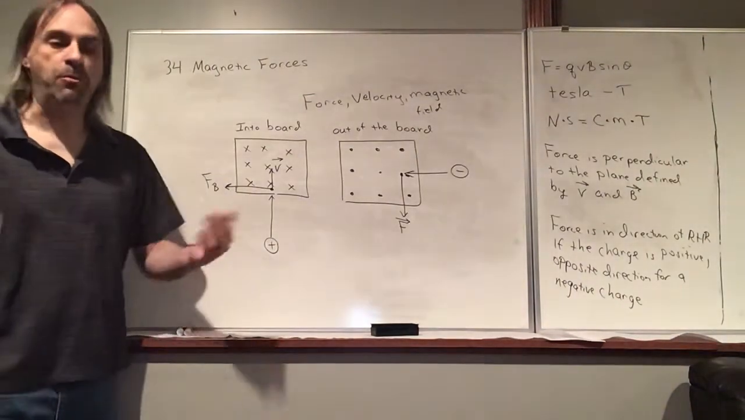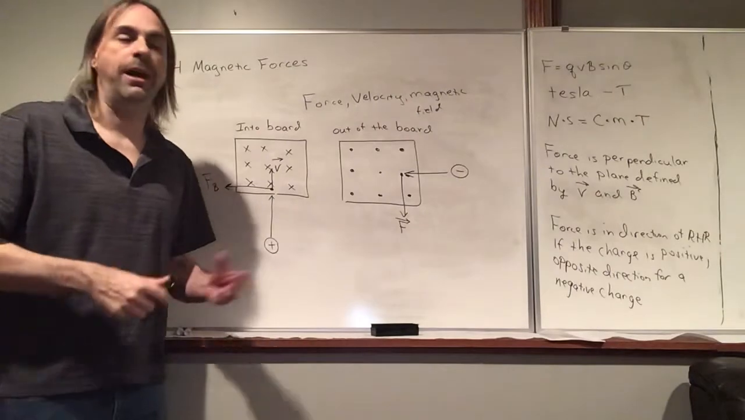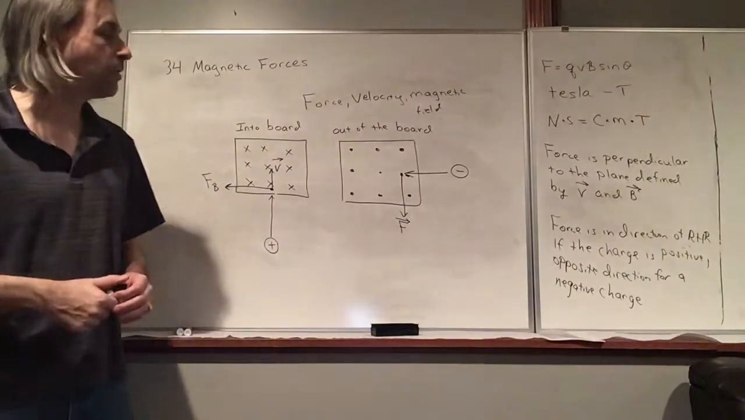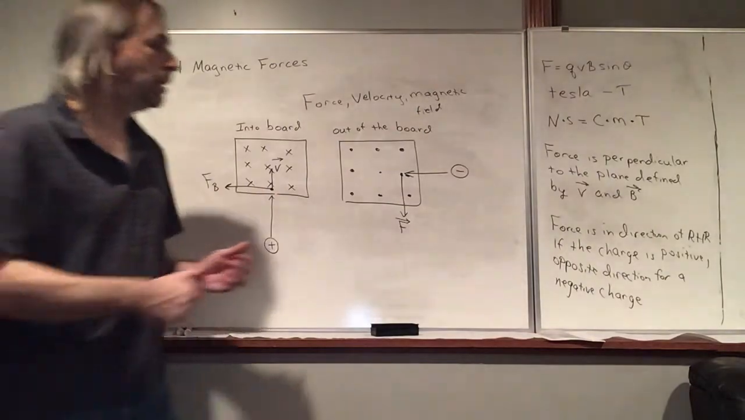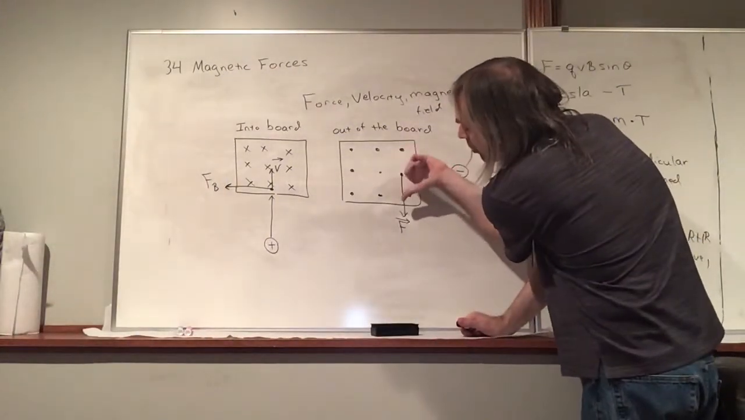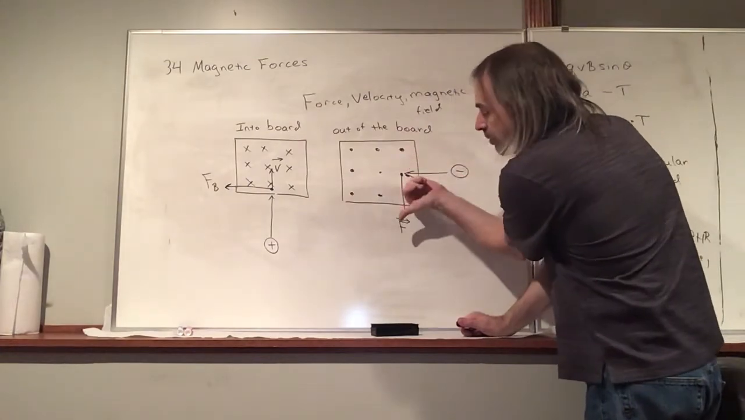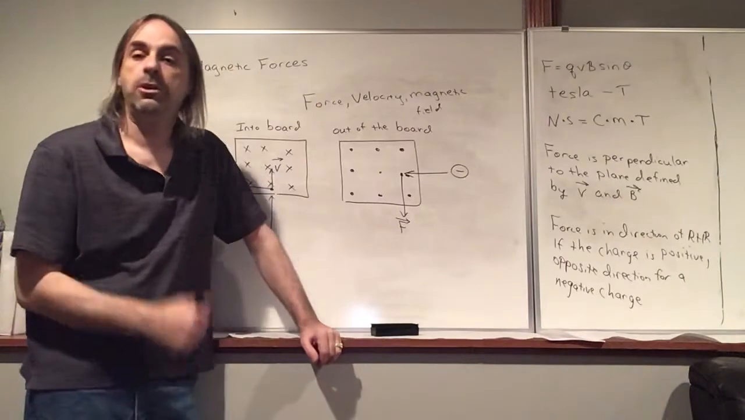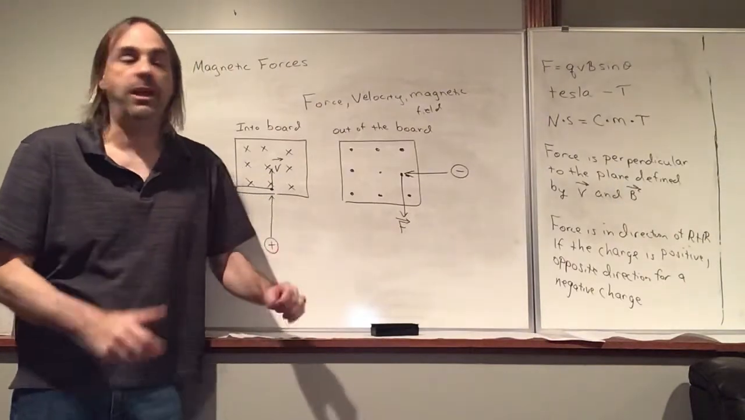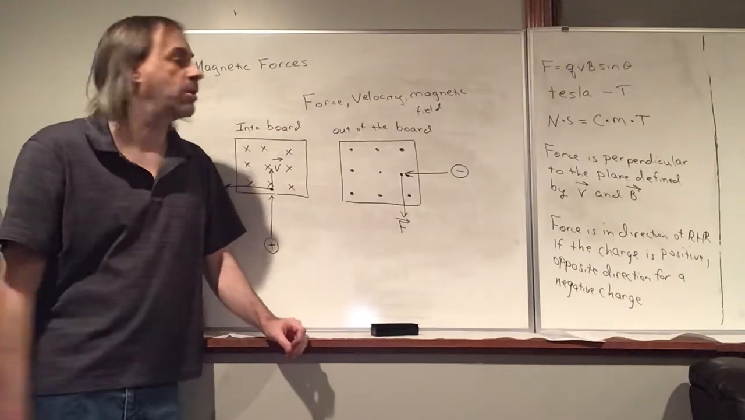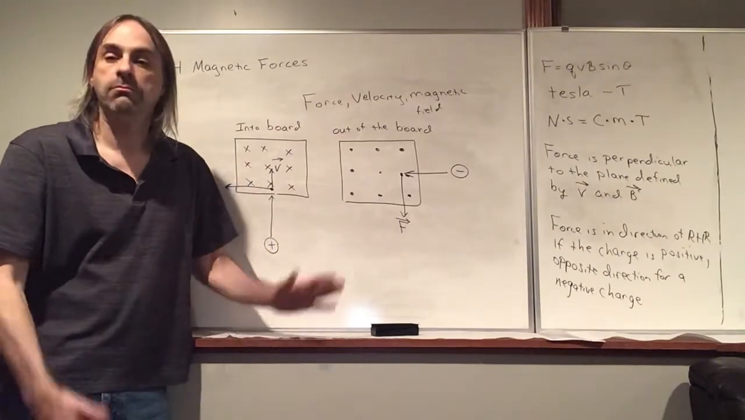Should point out, some people use this convention, and it's totally fine. You can use your right hand for positive charges and your left hand for negative charges. Like if you use your left hand, you'd have to put your fingers this way, curl out of the board, thumb points down. So you can think of it that way if you like: use your right hand for positive charges, left hand for negative. But most people just use their right hand and flip it over if it's a negative charge.